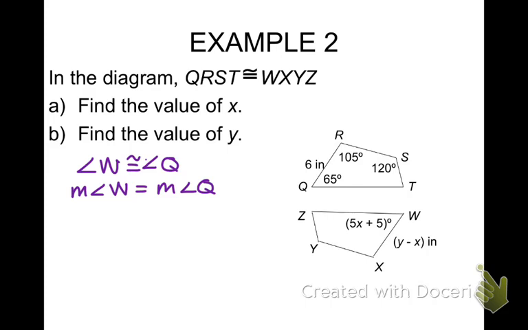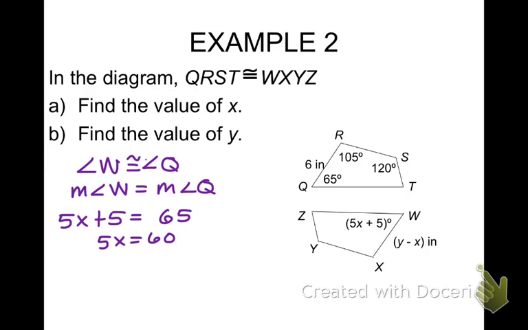Well, what is the measure of angle W? 5x plus 5. What is the measure of angle Q? 65. So if I was doing this in a two-column proof, what would be my reason over here? Substitution. Very good. What would be your next move? Simplify. Not yet. Subtraction. 5x is equal to 60.